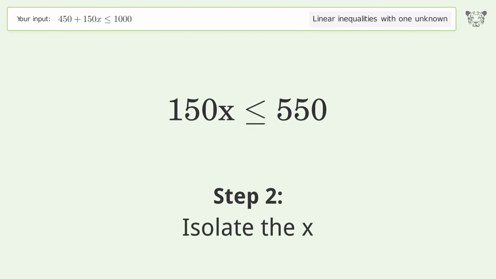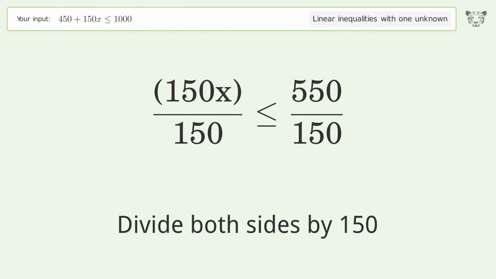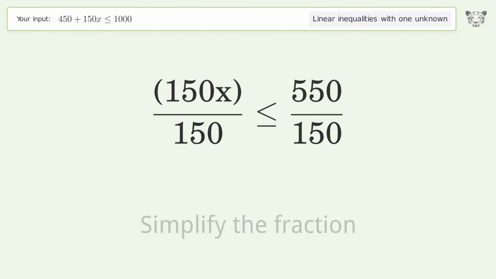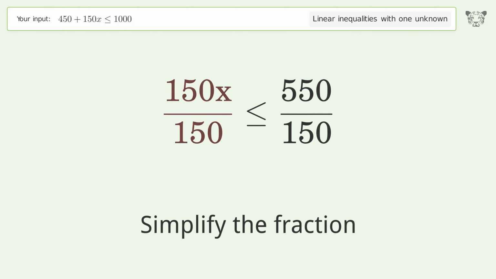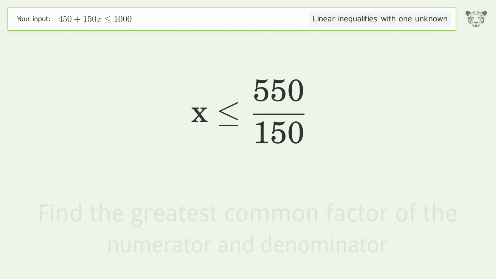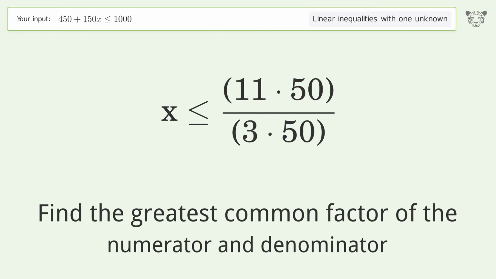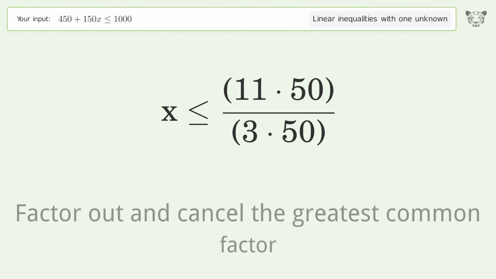Isolate the x. Divide both sides by 150. Simplify the fraction. Find the greatest common factor of the numerator and denominator. Factor out and cancel the greatest common factor.